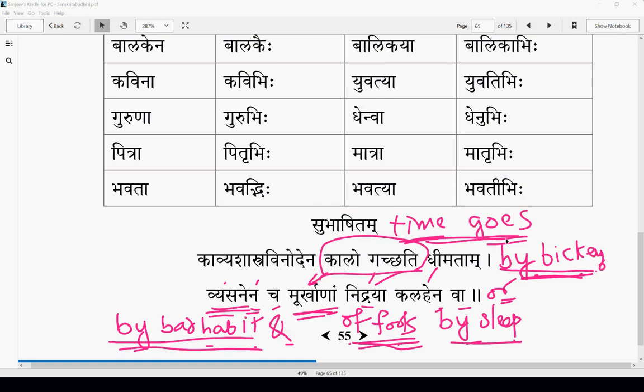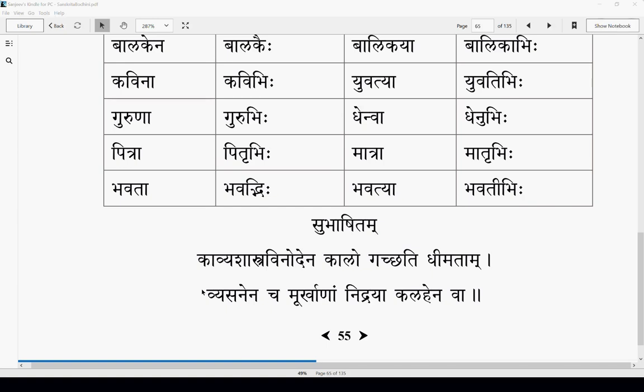Wise people spend time discussing poetry and science, and fools waste time arguing, sleeping. The vices of fools are sleeping and addiction, or sleeping and bickering. Addiction or vices. So, yeah, that is what in English you are putting it. But here, what are the literal like? Suresh Mohoday, you want to?